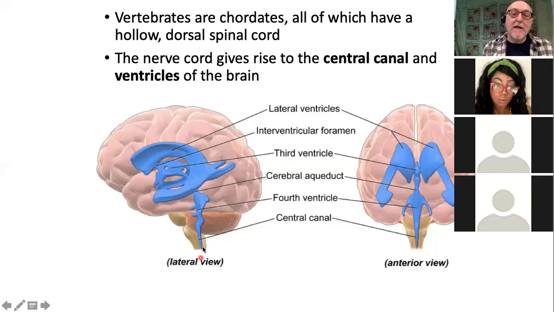So here, running up the spinal cord is the central canal. When it reaches the brain, the central canal kind of opens up into these cavities inside the brain. You don't need to remember all the names. Just be aware of the fact that they are quite elaborate in structure. They have very important functions.